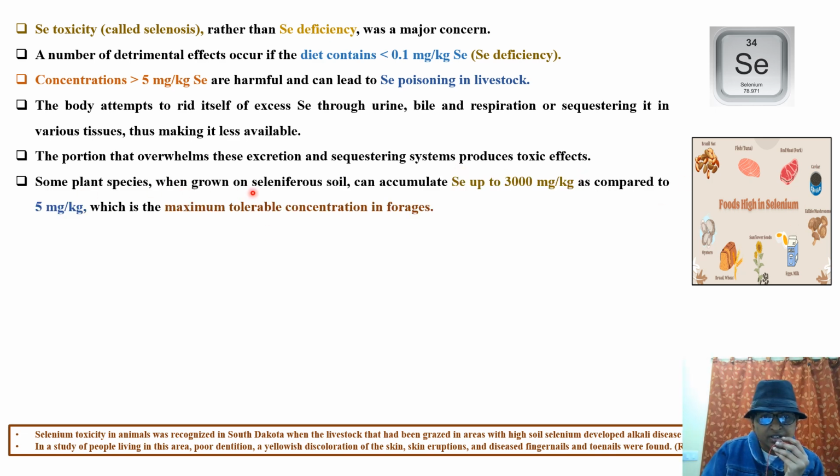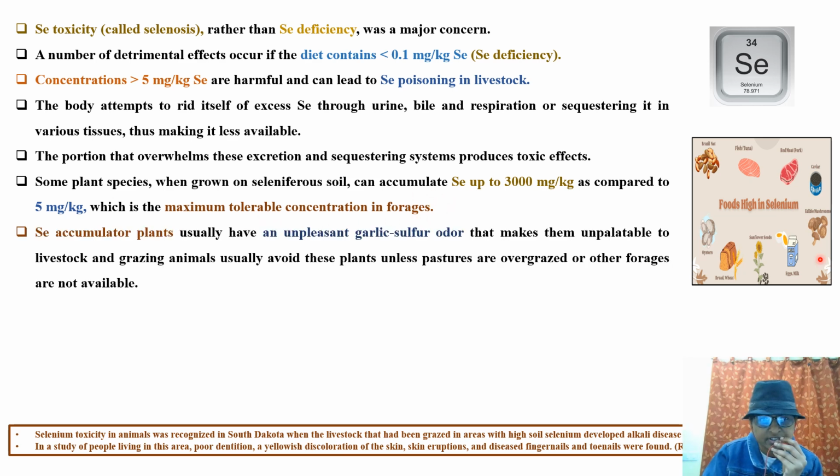Some plant species, when grown on seleniferous soil, can accumulate selenium up to 3000 mg per kg, as compared to 5 mg per kg, which is the maximum tolerable concentration in the cattle diet, that is forages. Selenium accumulator plants usually have an unpleasant garlic sulfur odor that makes them unpalatable to livestock and grazing animals. Because of this foul odor, even the grazing animals do not want to eat such plants.